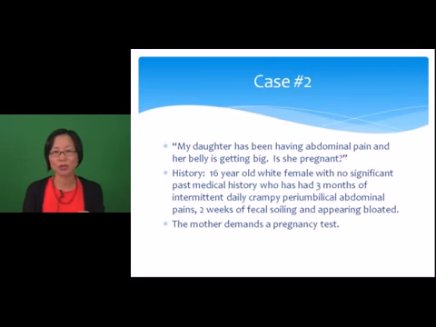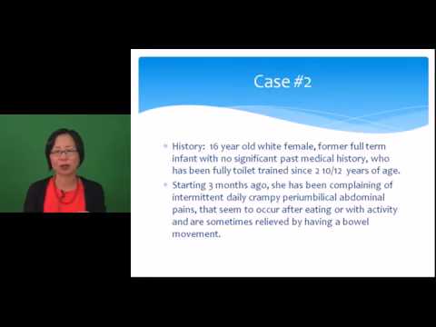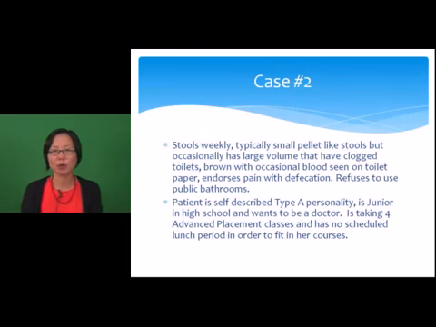Case number 2 was the 16-year-old girl whose mother was worried she was pregnant. She had been also previously very healthy, fully toilet trained since the age of 2 and 10/12 years. But starting about 3 months ago, she was complaining about intermittent, daily crampy, periumbilical abdominal pains that seemed to be worse after eating or after activity, and would sometimes get better if she had a bowel movement. She reported that she stooled once a week, and typically they were very small pellet-like stools, but occasionally she had clogged the toilet.